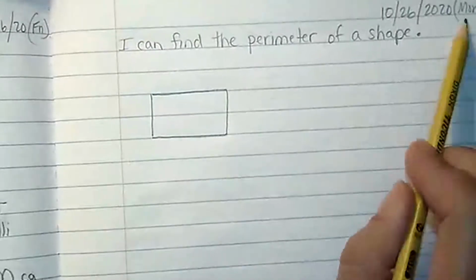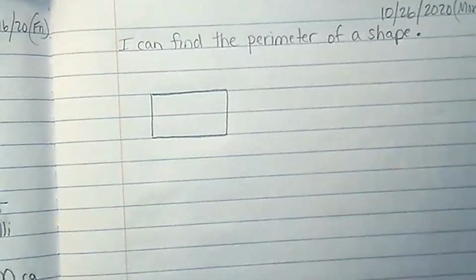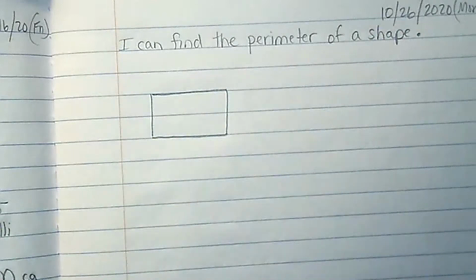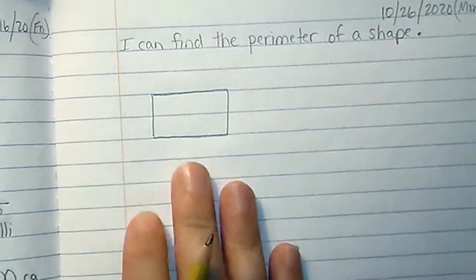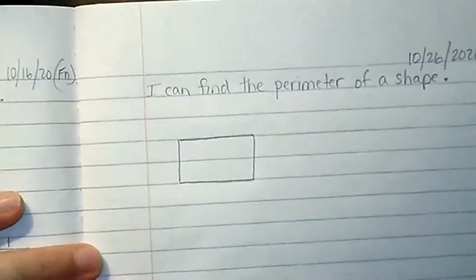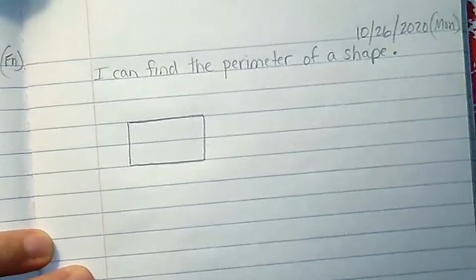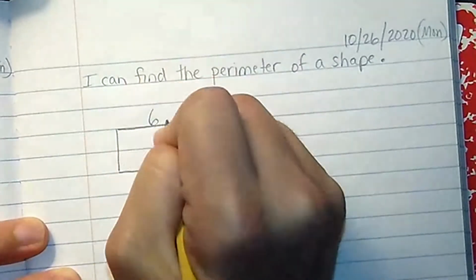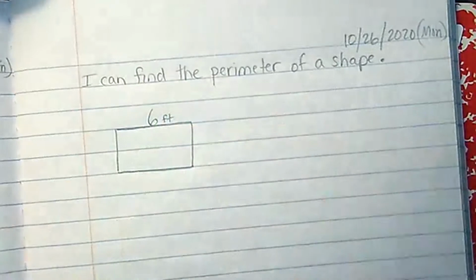Good morning. Today is Monday, October 26th, 2020, and our I Can for today says I can find the perimeter of a shape. We're going to start with a basic rectangle right here. All right, here's my rectangle. I'm going to tell you that the top measures 6 feet.